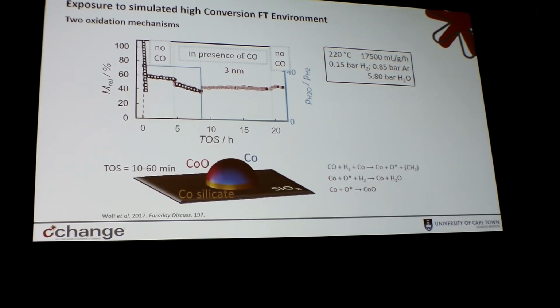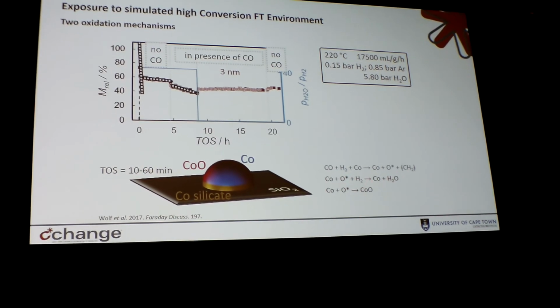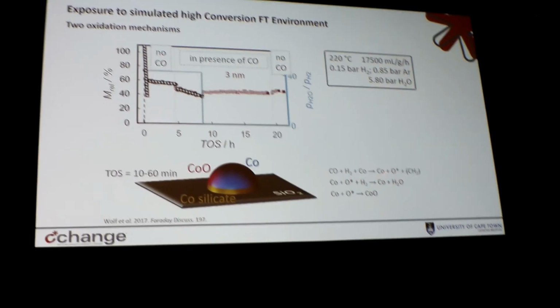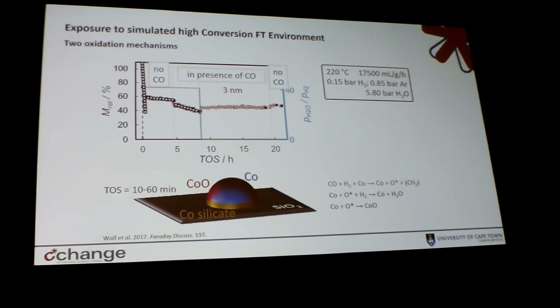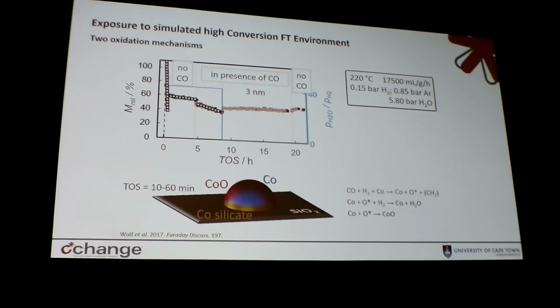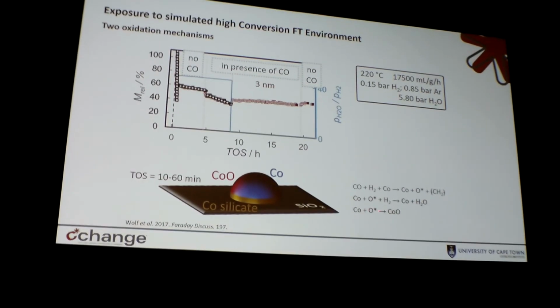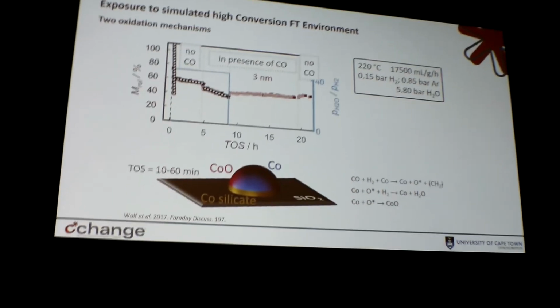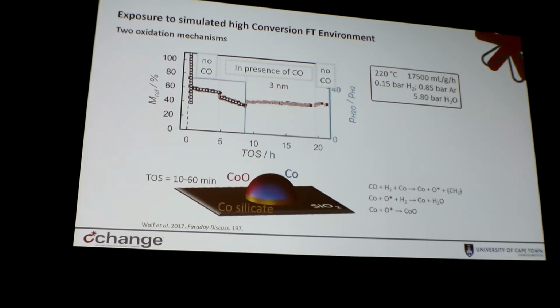What we do believe is happening is that you're forming CH2 species and oxygen species form on the surface, which should dissolve with hydrogen. But if you have a lot of water around, this may not happen. And your oxygen may get other ideas and it forms carbon monoxide in the process. So that's the interplay that I'm talking about.